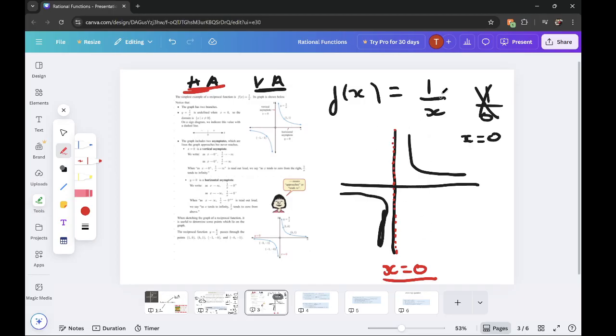Let's say you have a million as your x value. x is equal to a million. 1 divided by a million, will that give you 0? No. No matter how big of a number you get, no matter what you plug in for x, no matter how big, it is not going to give you 0.